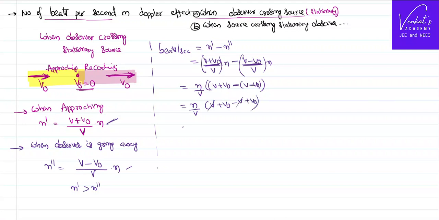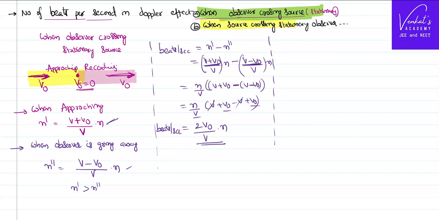So V and V will get cancelled. VO and VO give 2 times the velocity of the observer by the velocity of sound, into N. That is the number of beats generated per second. You can substitute in this formula while solving a problem. That's when the observer crosses a stationary source.